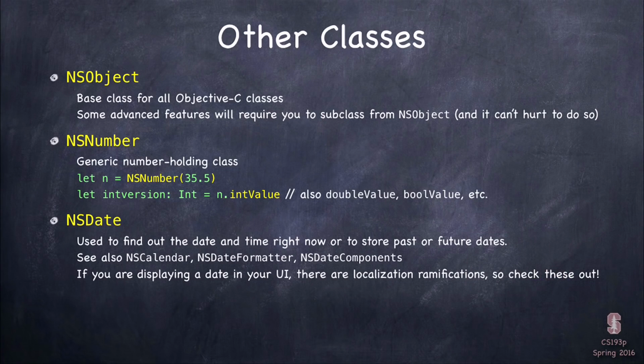NSDate, really important class to know about. If you want to put a date in your UI, you need to be very careful because dates are represented in a different way all over the earth. The date class knows all about those ways, and it has a lot of companion classes like NSCalendar, NSDateFormatter, NSDateComponents to help you put dates on screen in a way that's going to work when you translate your app to Chinese. So NSDate is an important class to get familiar with and understand what it can do. If you're ever going to put a date in your UI, you're going to need to know about NSDate. NSDate can also tell you the current date and time.